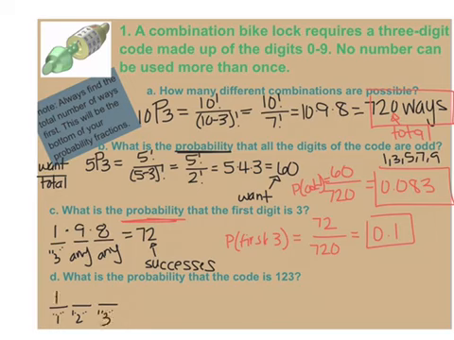There's only one way for me to get a 1, only one way to get a 2, and only one way to get a 3. So 1 times 1 times 1 is going to be 1. So there's one way for me to be happy, to get that 1, 2, 3. And then divided by the total number of ways, 720. Put that in your calculator, you get 0.001.